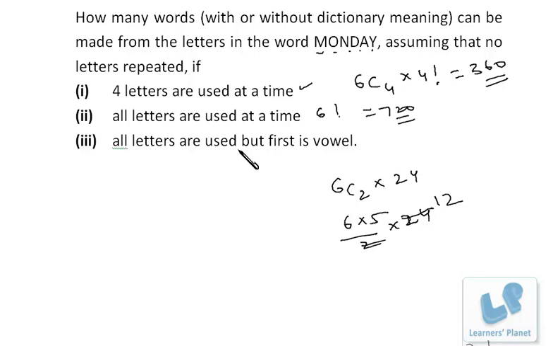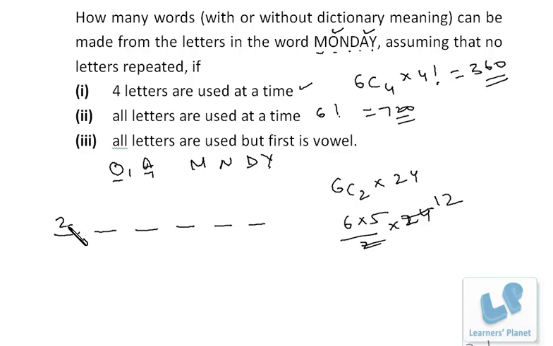Now all the letters are used, but the first letter is a vowel. Now we have 1, 2, 3, 4, 5, 6. Now how many vowels are there? It's O and A, right? 2 vowels are there, O and A. Remaining are M, N, D and Y. Now according to the condition, the first letter should be a vowel. Now we have the first place and we have two choices, that either O or A can come. So for the first place, we have two choices.